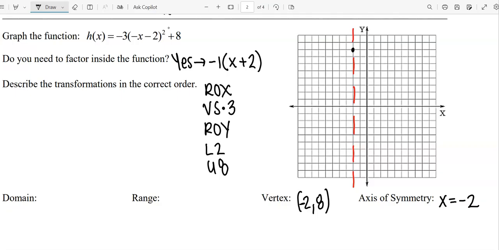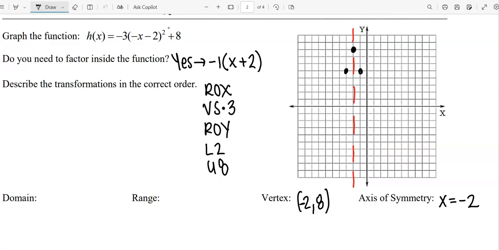Okay. If I start at 1, 1, reflection over the x will put me at 1, -1. If I vertically stretch that by 3, that's going to put me at 1, -3, because you're multiplying the y by 3. And then it's got a reflection over the y. I'm 1 unit away from the y-axis, so I'm going to go 1 more on the other side. It's going to be -1, -3. And then I'm going to go left 2, and then I'm going to go up 8. So you should end up at -3, 5. That's 1 horizontal unit away from your axis of symmetry, so you can go 1 more on the other side and graph your reflection point.